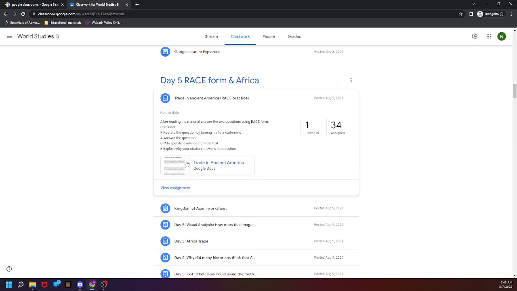So, you're going to start off with this Do Now. Make sure that you're answering it in our RACE form. I have our reminder right here. R is to restate. A is to answer, so that gives us our first sentence. Our second sentence, you should introduce the text by saying something like, "according to the text," "the author states," things like that. And then you're going to cite specific evidence from the text. Don't forget to put quotation marks around whatever it is you're citing. And then you're going to explain to me how your citation answers your question.